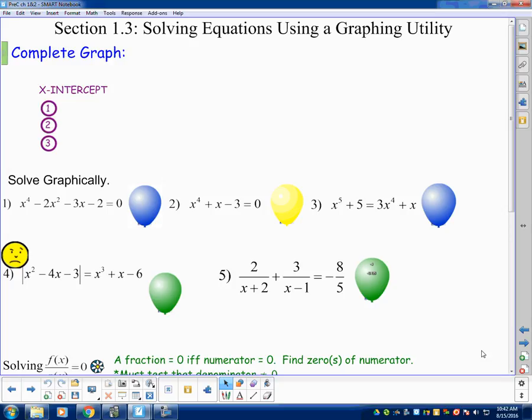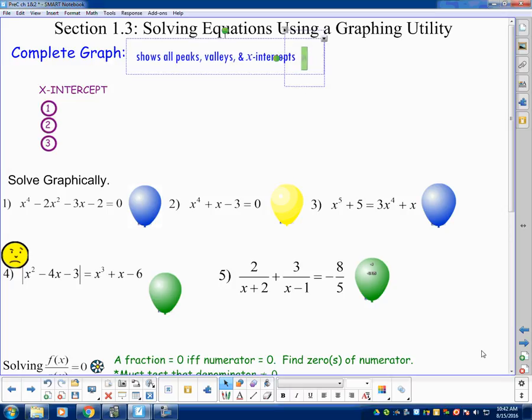So, a definition here: complete graph. What is a complete graph? It shows all peaks, valleys, and x-intercepts. So it shows the maxes and the mins. We call some of them relative maxes and relative mins, because they might not be the very highest or very lowest points. And then the x-intercepts. Today we're going to focus on just using the calculator to find the x-intercept.